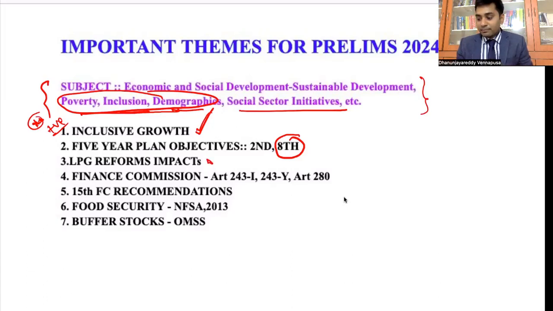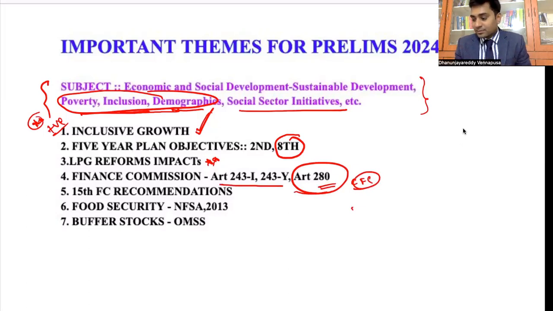LPG reforms and their impacts. In that same notes, I have given the positives of LPG reforms and the negatives of LPG reforms that you have to study. The 15th Finance Commission is important this year because the Finance Commission is very, very important for UPSC. Already I discussed, it is covered by Article 280 of the Indian Constitution. Article 280 discusses this Finance Commission, hence this is important. This is the Central Finance Commission. Please have a look at Articles 280 and 281 of the Indian Constitution.